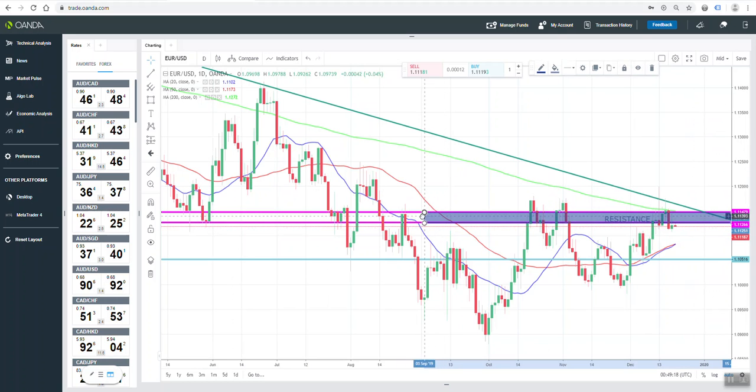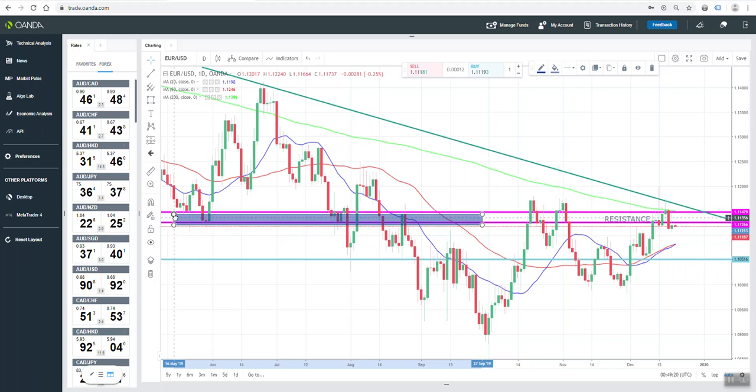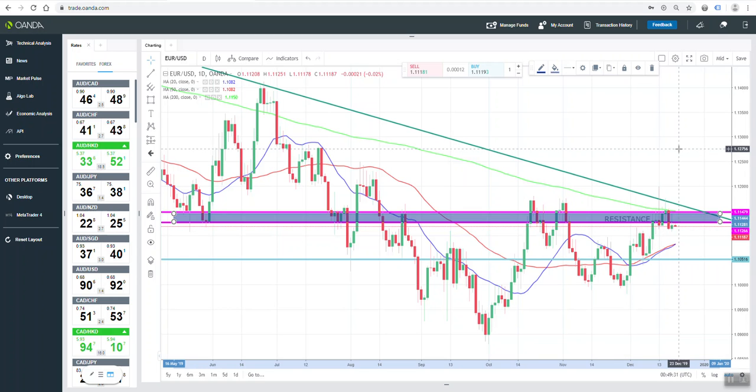So if I use this as a zone, like a resistance zone, I'm trying to drag this triangle over here. What I'm looking at is that as long as price doesn't pop through this zone with a solid bull, then I'm currently in position to sell.